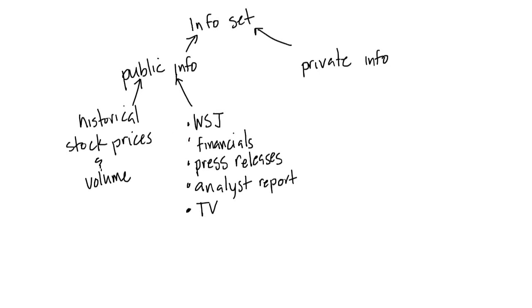Okay. Now, let's go over here to private information. So we've got private information. I'm going to break this into two categories also. The first one is insider information. And insider information is material, non-public information that is relevant to the stock price. Trading on insider information is illegal. It is against securities law.